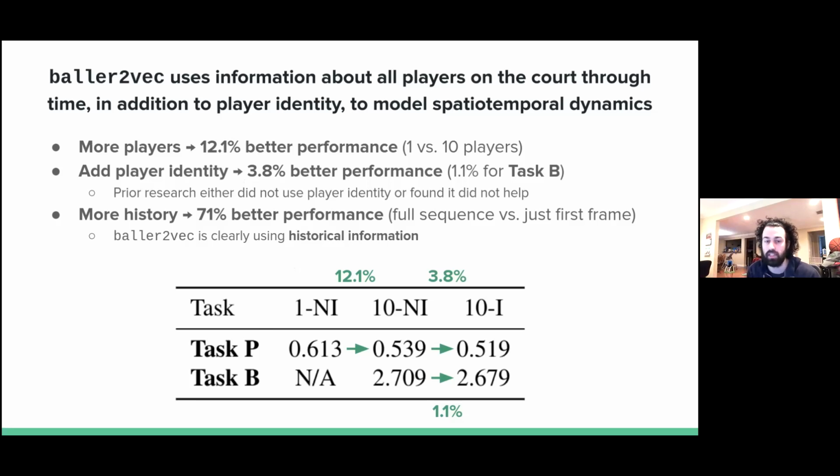Interestingly, prior research either did not use player identity or found it did not help, like I mentioned with that role alignment pre-processing group before. And so we're the first to basically show that identity actually has useful information for this particular task. In addition, we compared the model's performance when only predicting the first frame of a sequence versus predicting the entire sequence. And what we found is that the model's performance on the entire sequence was 71% better than just looking at the first frame. Basically all this means is that baller2vec is using historical information to make its predictions, which is exactly what we want it to do.